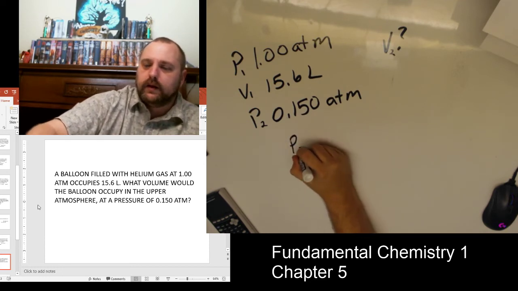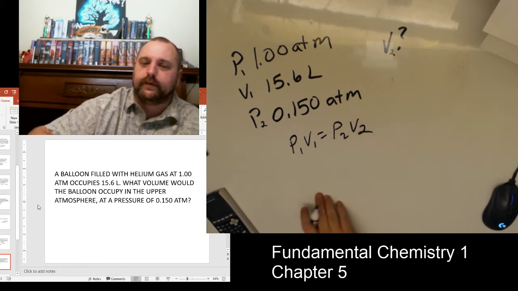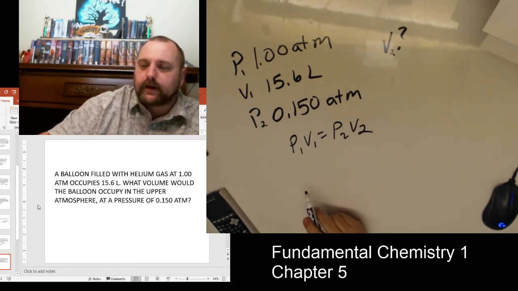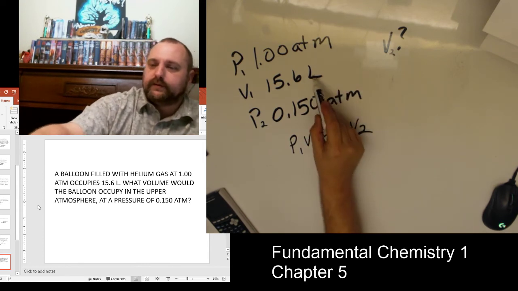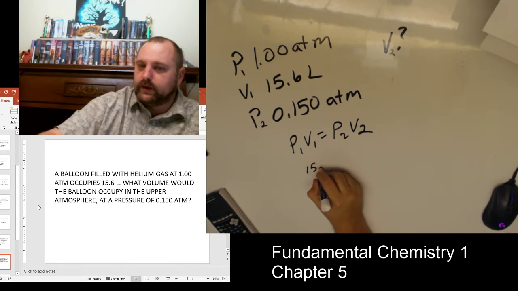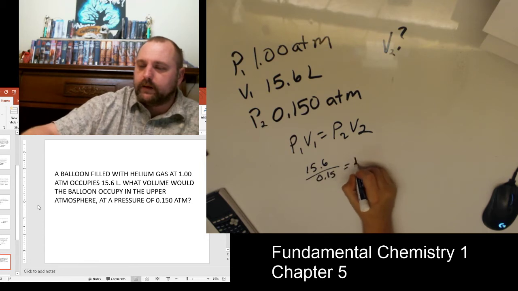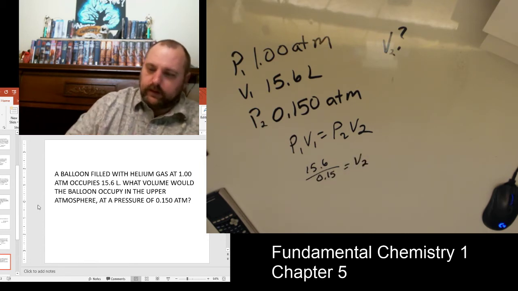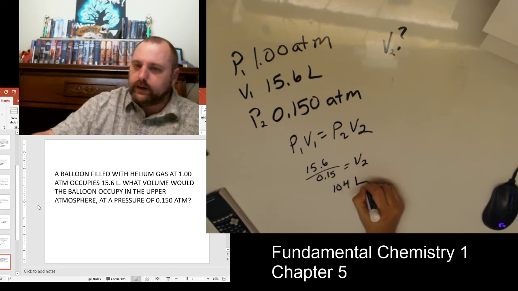So P1 V1 equals P2 V2. This is Boyle's law. All right. So then we just plug these in if they're in the right units, atmospheres and liters. Very good. So it's just 15.6 divided by 0.15 would be our new volume. And I got 104 liters.